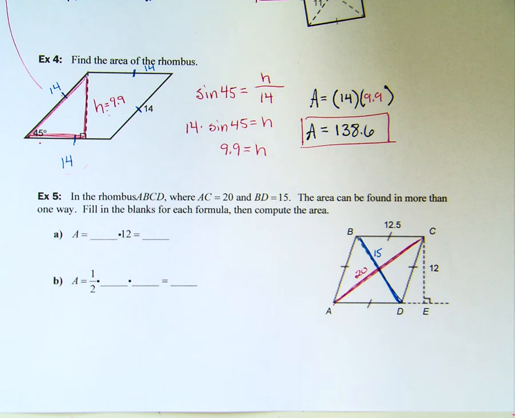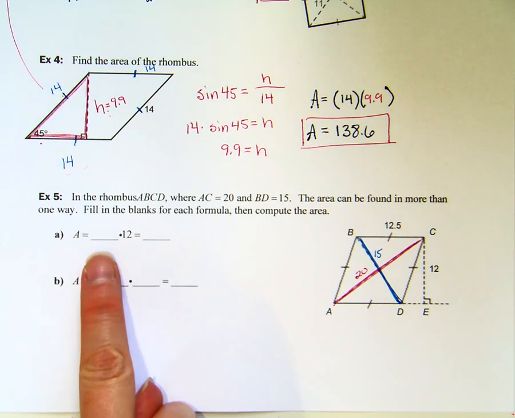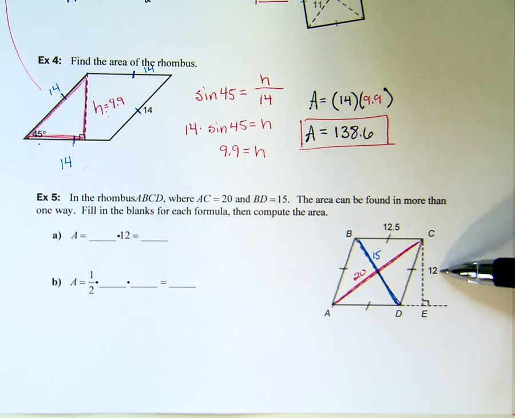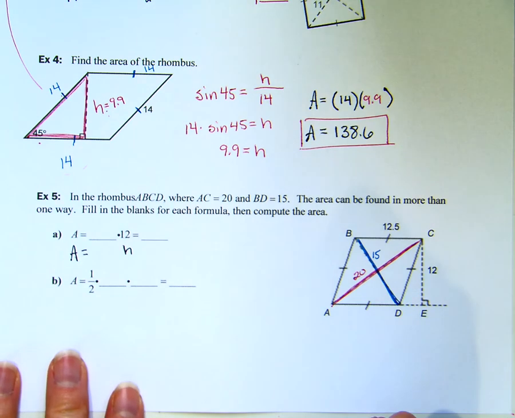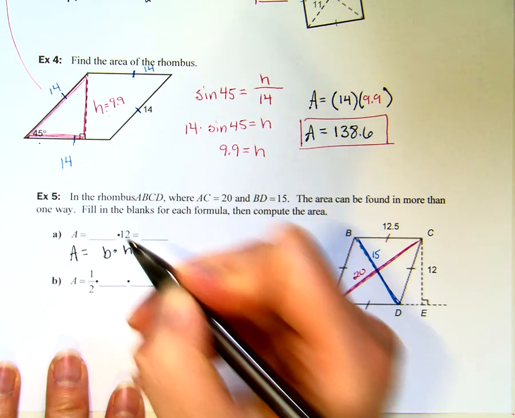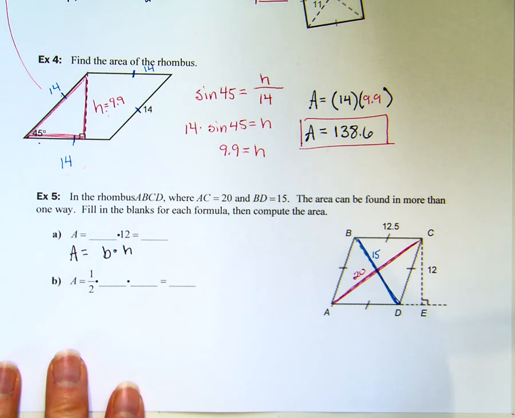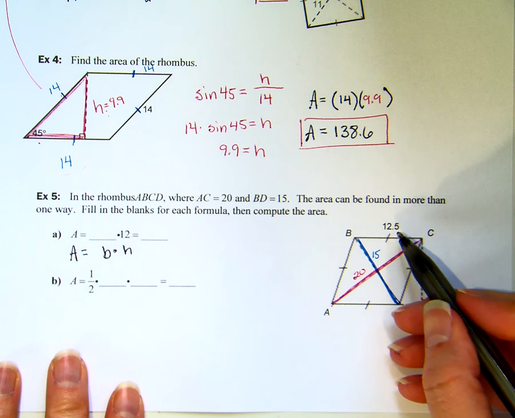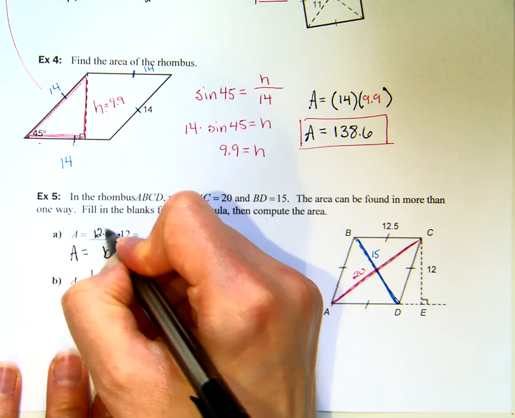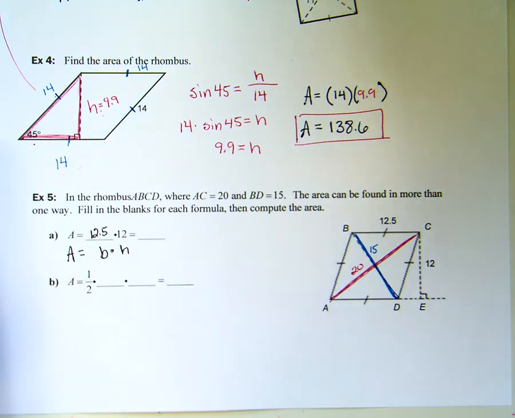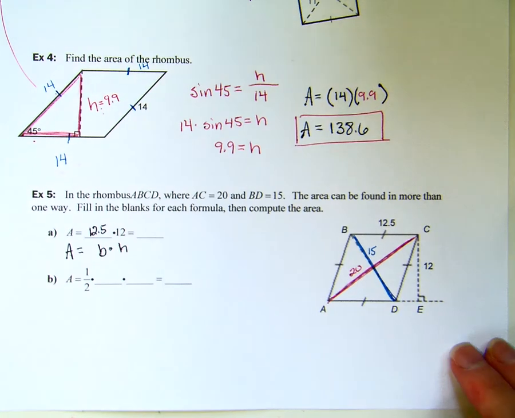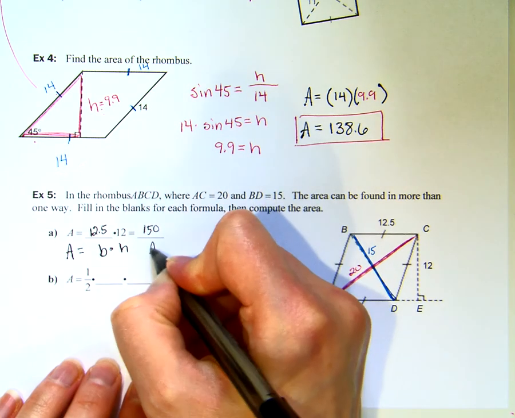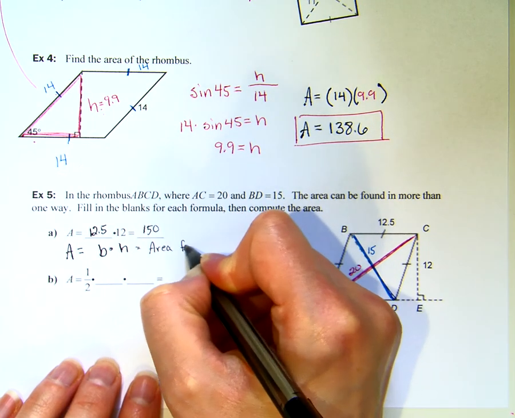Alright guys, you've had a moment, let's see how you did. First one, A equals blank times 12. Well, 12, hopefully you notice 12 is the height of our rhombus. So thinking about our area formulas, which one uses height? Hopefully you came up with the area for a parallelogram, where we take base times height. So the base length of the rhombus is actually 12.5. So 12 times 12.5, 150 square units. So that's our area for a parallelogram formula.